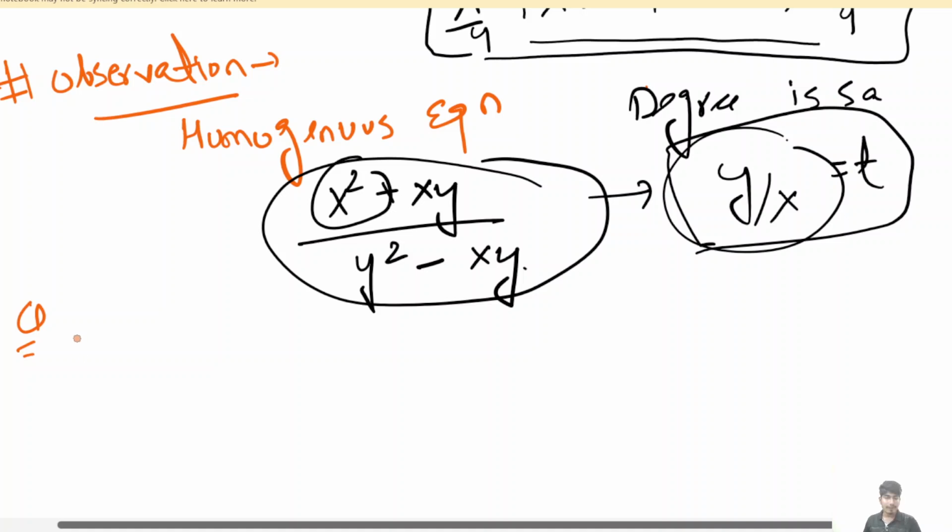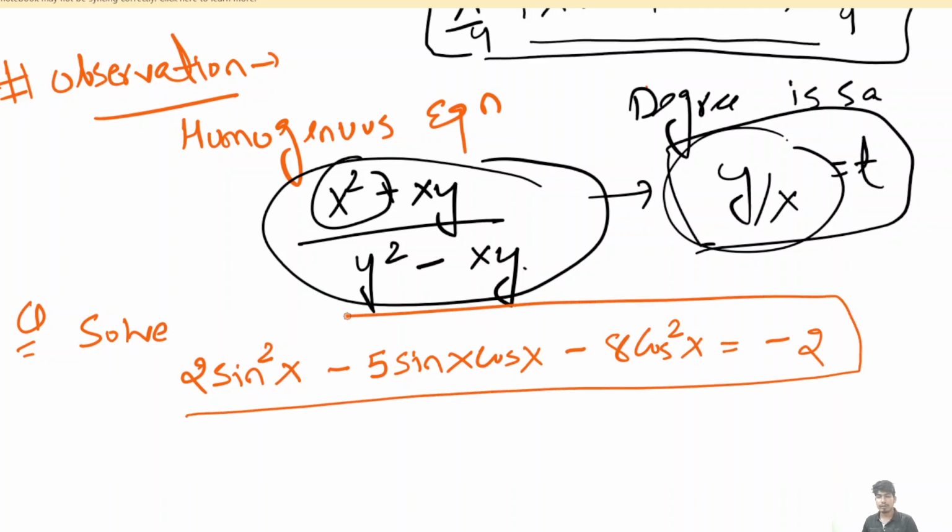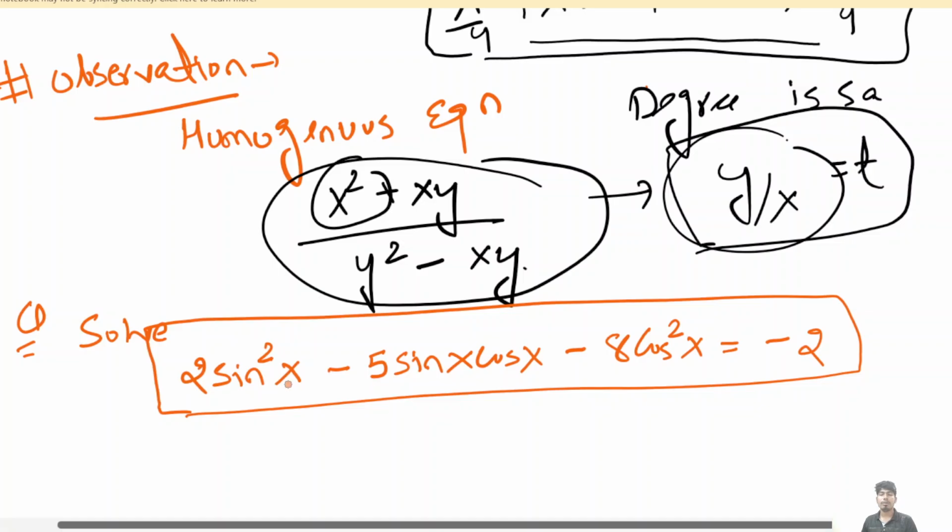First question is solve 2 sine square x minus 5 sine x cos x minus 8 cos square x is equal to minus 2. Okay, students, then we have to solve this. This is a homogeneous equation.